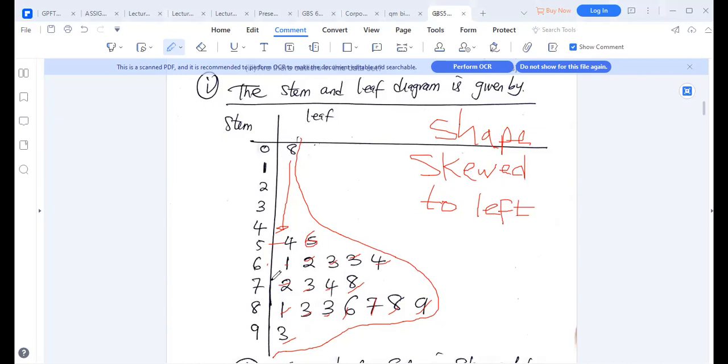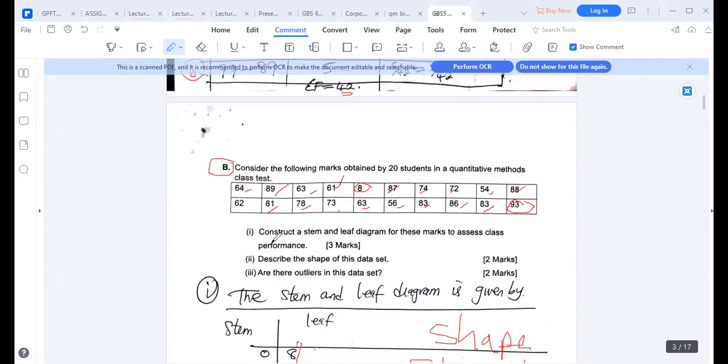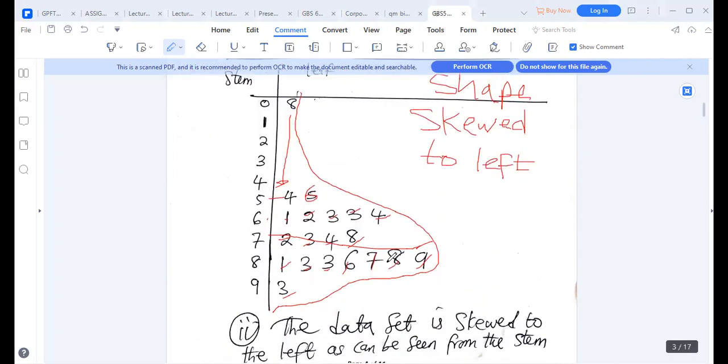If you draw a point, you will find that the points are concentrated more to the right, so it is skewed to the left. According to this stem and leaf plot describing the shape of the data, you are simply saying that this is skewed to the left.